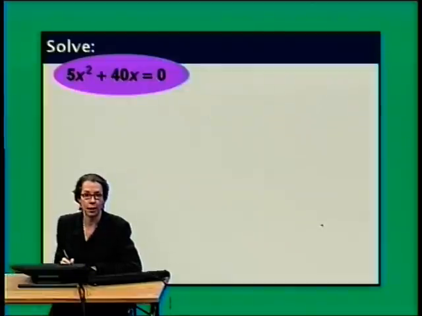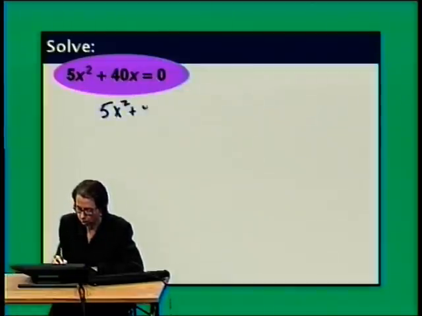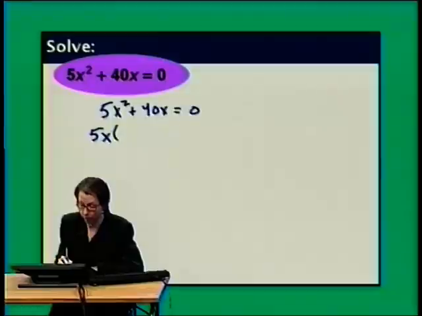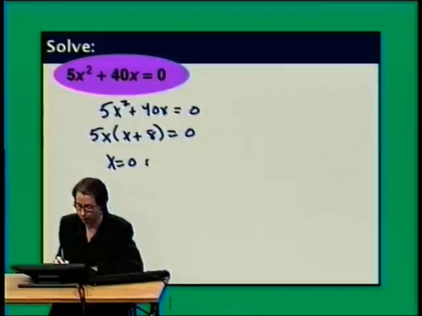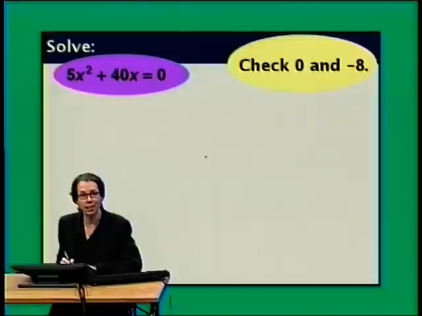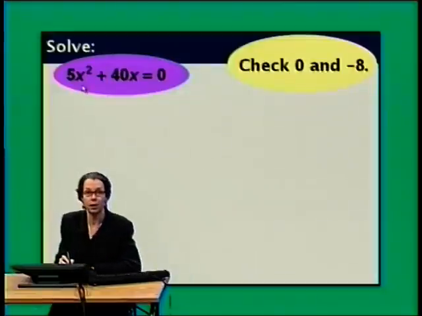Here's another quadratic equation. Now, when I solve this quadratic equation, what I notice is that the left-hand side is very easy to factor. I can factor out the common factor of 5x, and that leaves behind x plus 8. So there's two possible solutions here: x equals 0 or x equals negative 8. But let's check. Checking 0 is easy. 0 plus 0 equals 0.